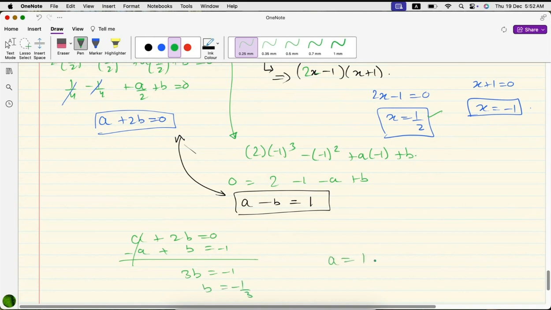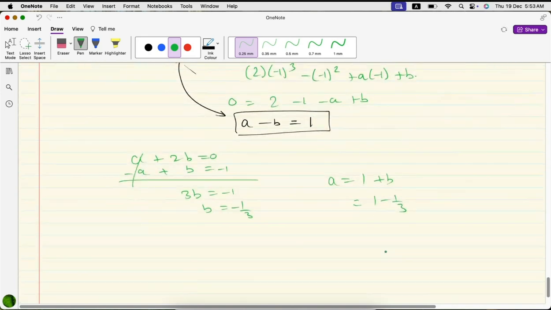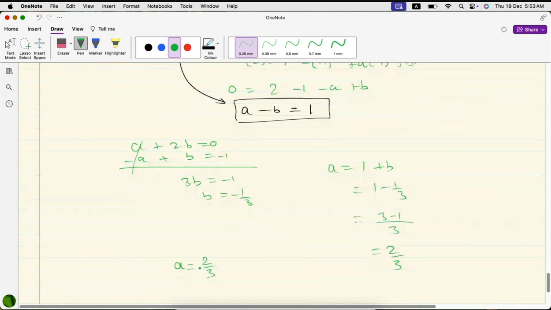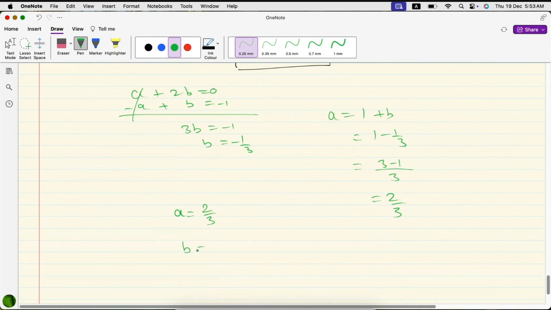So a is equals to 1 plus b. 1 minus 1 by 3 is 2 by 3. So a equals 2 by 3 and b equals minus 1 by 3.